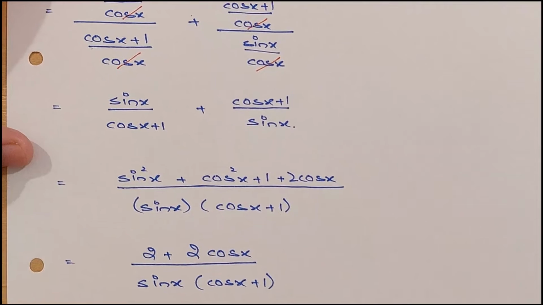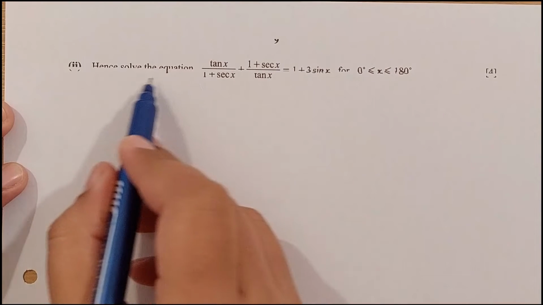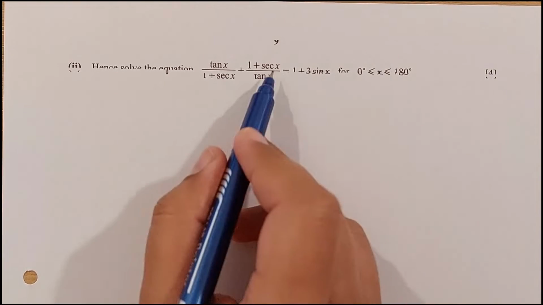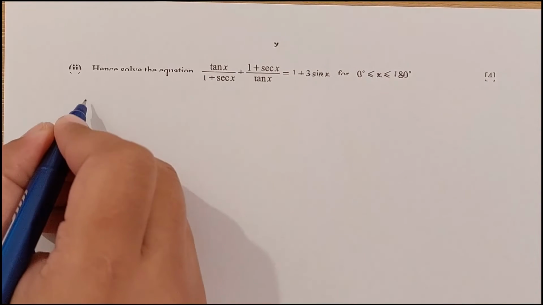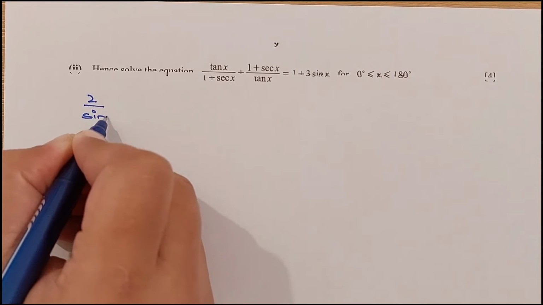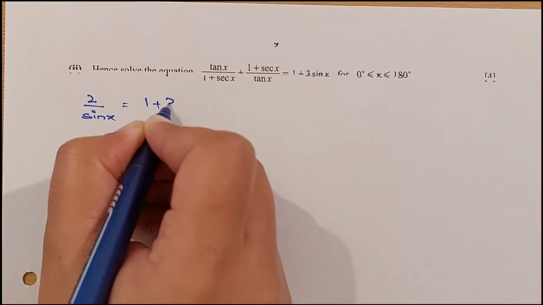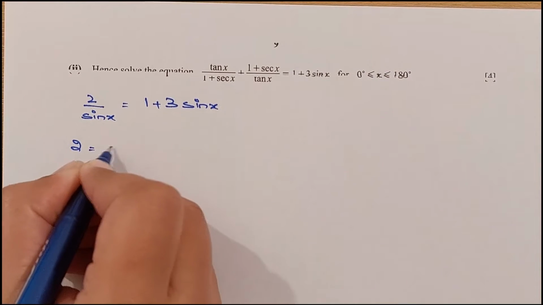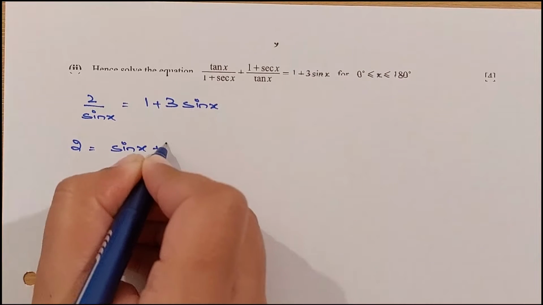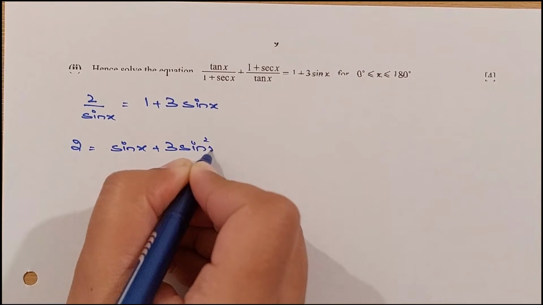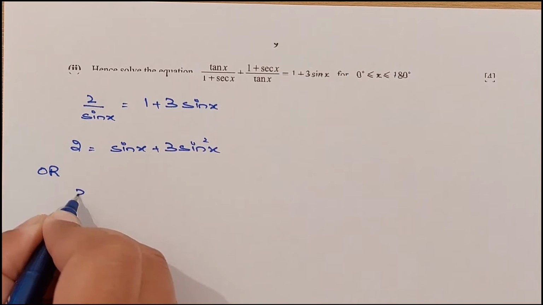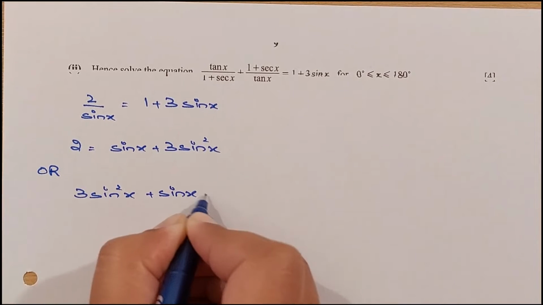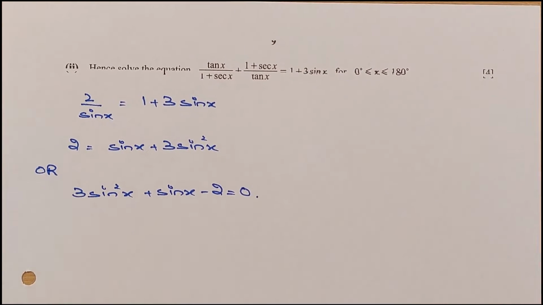2 over sine x. Now for the second part, hence solve this equation 1 plus 3 sine x. Okay, so the answer from part 1 is 2 by sine x, and this equals 1 plus 3 sine x. Okay, cross multiplication, 2 equals sine x times (1 plus 3 sine x), or we can say that 3 sine square x plus sine x minus 2 equals 0.